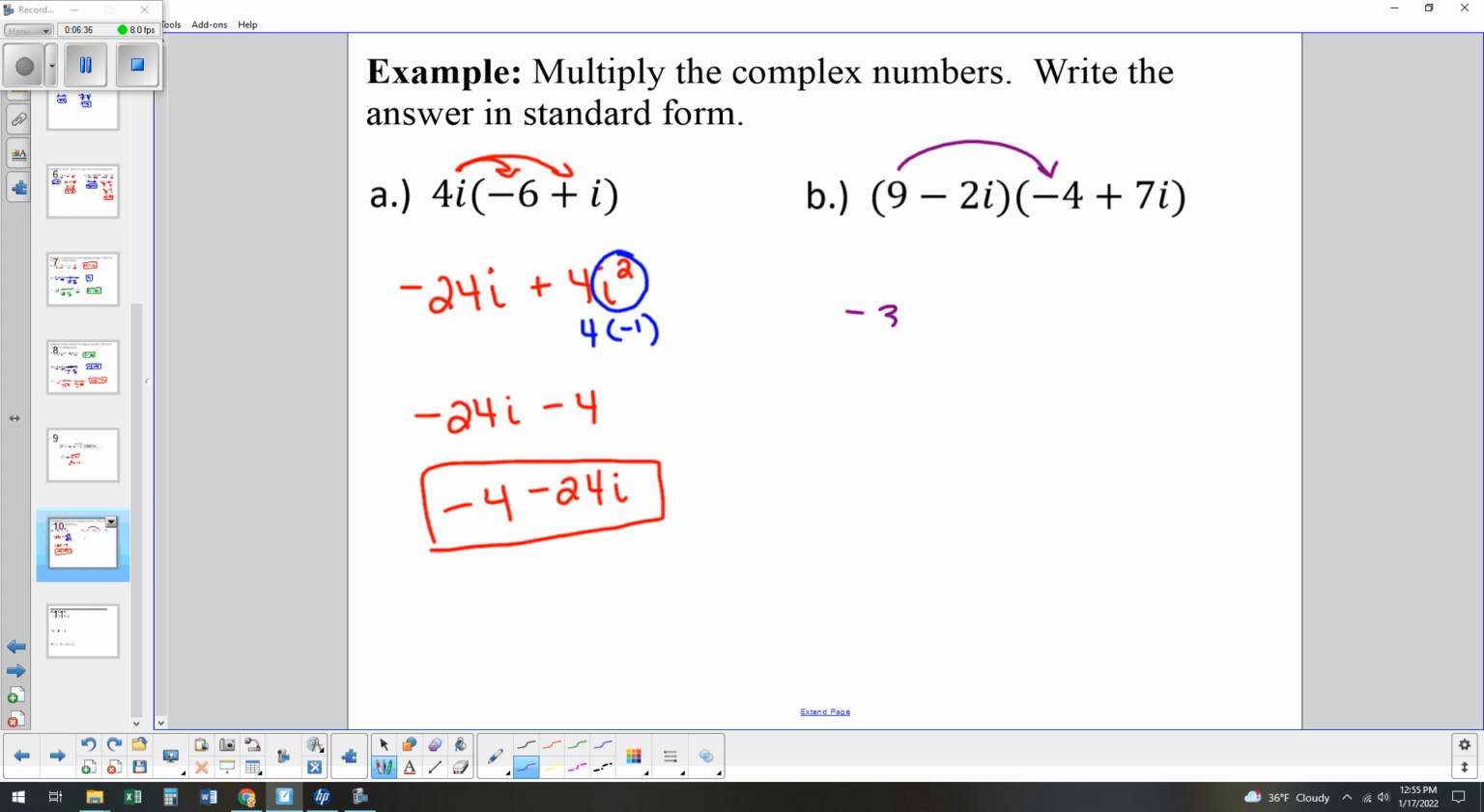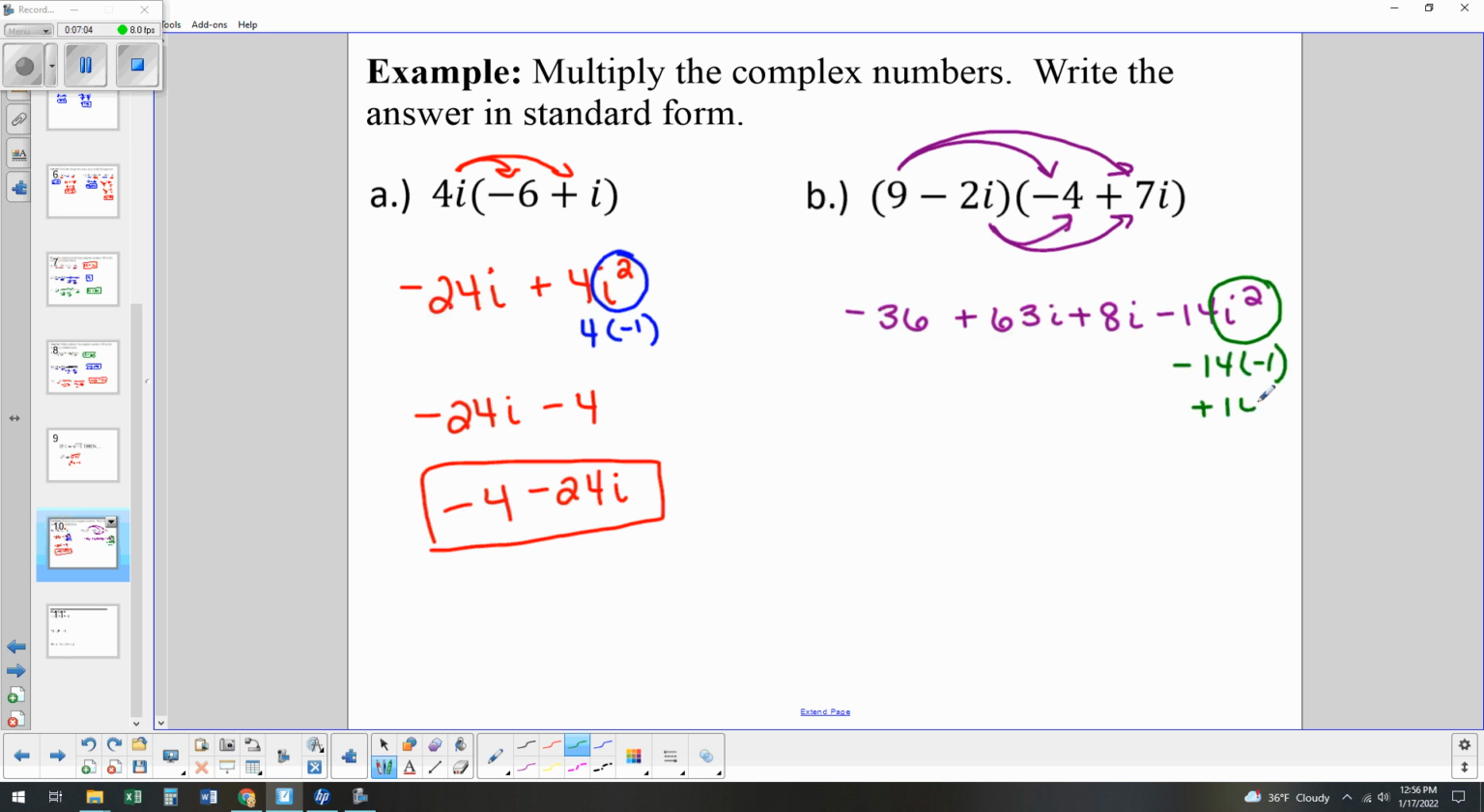9 times negative 4 is negative 36. Get plus 63i. And negative 2i times negative 4 is plus 8i. And negative 2 times 7 is negative 14. i times i is i squared. So just like before, the i squared is going to turn into negative 1. So this term right here really turns into plus 14.